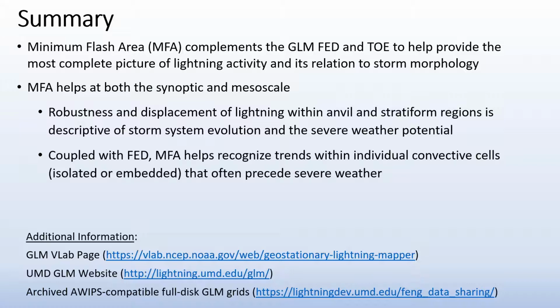You can analyze where the displacement of those larger flashes is happening, whether it's in the anvil or stratiform region. Notice how those large flashes are changing with respect to the convective updrafts, and that gives you a clue as to how convective mode is changing over time, and what the severe weather potential could be, whether that's tornado, hail, or wind. And these trends within your individual convective cells, whether they're isolated or embedded, sometimes can be a precursor for severe weather. That's really one of the biggest added benefits of minimum flash area.